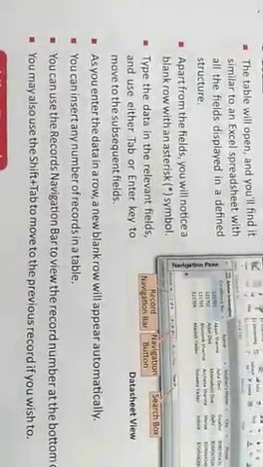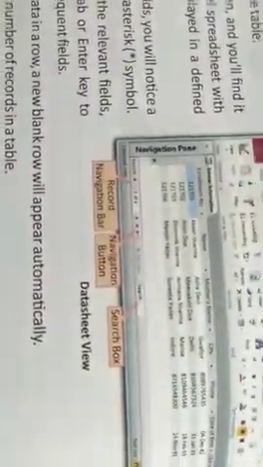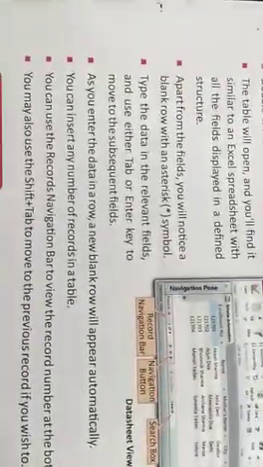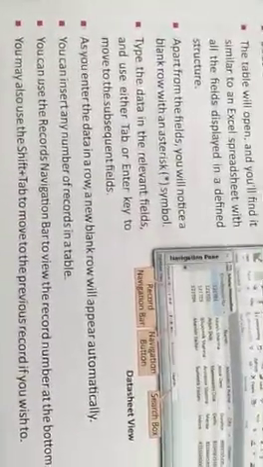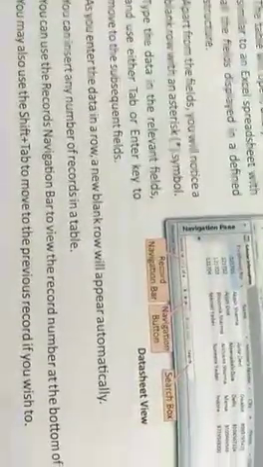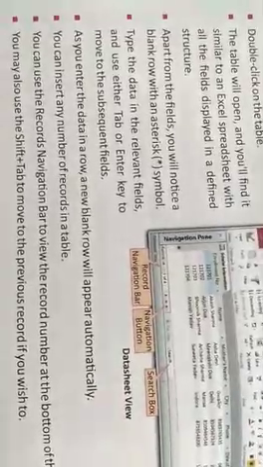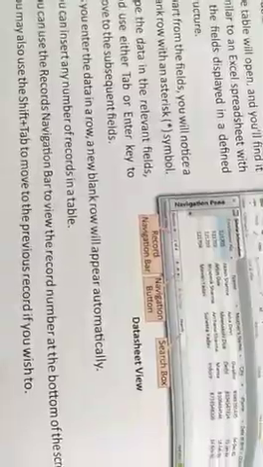As you enter the data in a row, a new blank row will appear automatically. You can insert any number of records in a table. It's up to you. You can use the record navigation bar to view the record number at the bottom of the screen. You may also use shift plus tab to move to the previous record if you wish to.